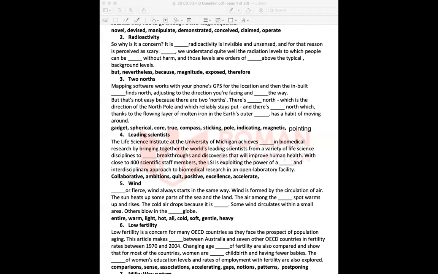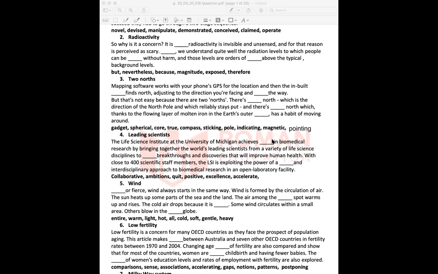Okay, your time is over now. Let's just start discussing the answers. The first one is leading scientist. And again, as I told you, if possible, try to quickly read everything. And then after that, just look at a few words around the gap and answer the question. So let's do that. And I'm assuming that you have already gone through this small paragraph and now we are answering the question. So Michigan achieves in biomedical research, achieves.